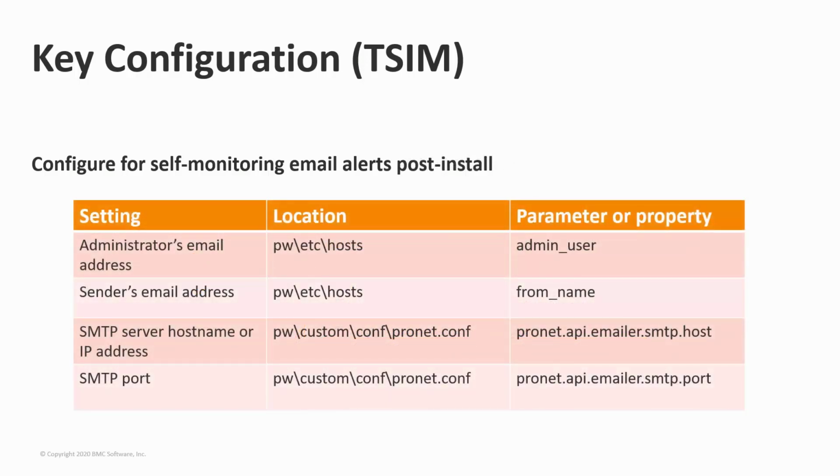If email alerts have not been configured at installation time, it can be done post-install by editing the files admin_user and from_name in the pw etc host directory, and editing pronet.conf in the pw custom conf directory, as shown here.